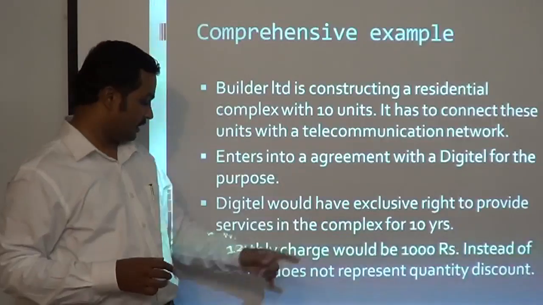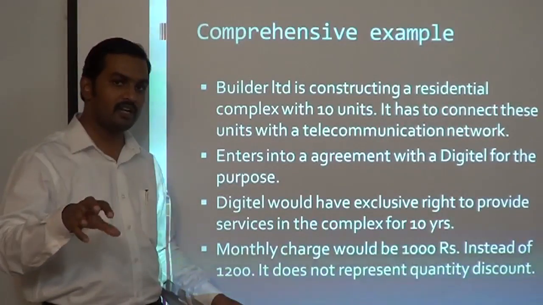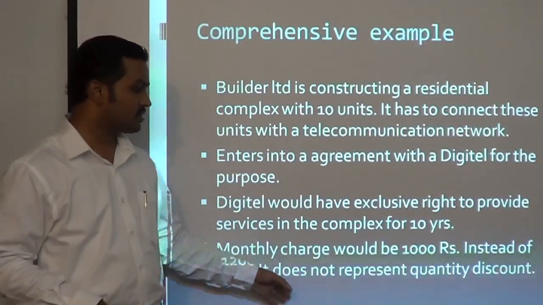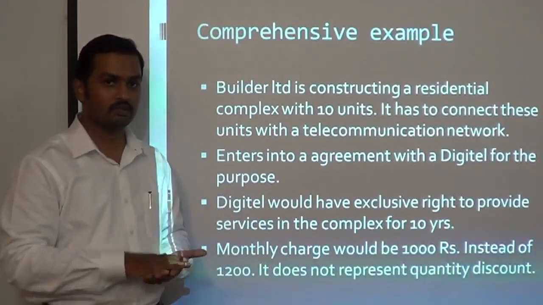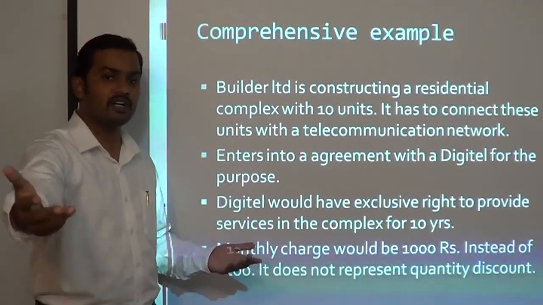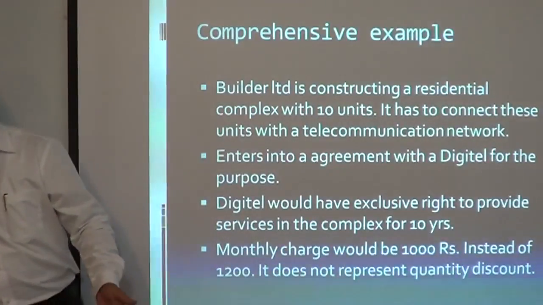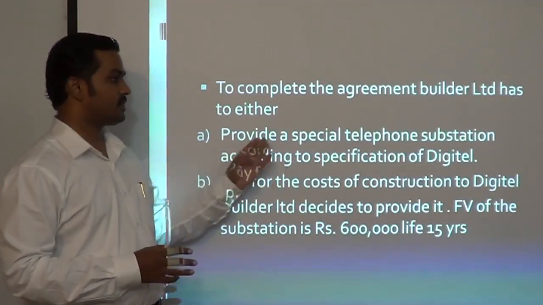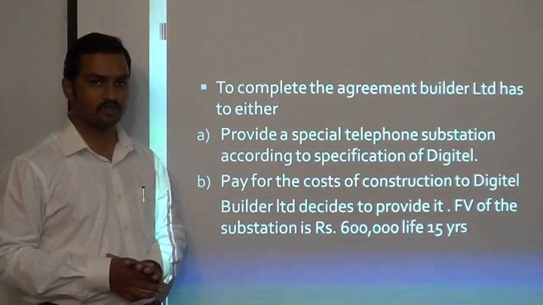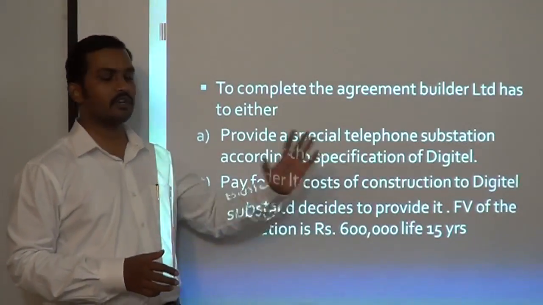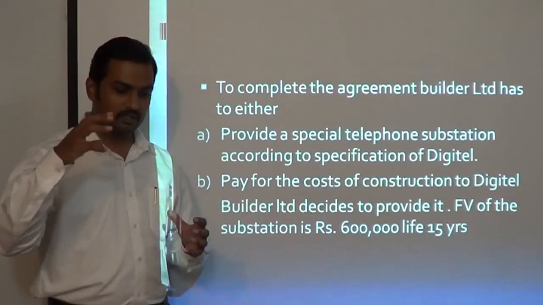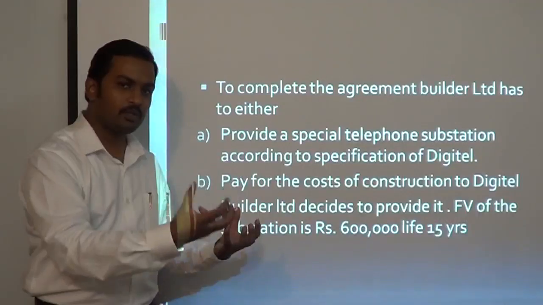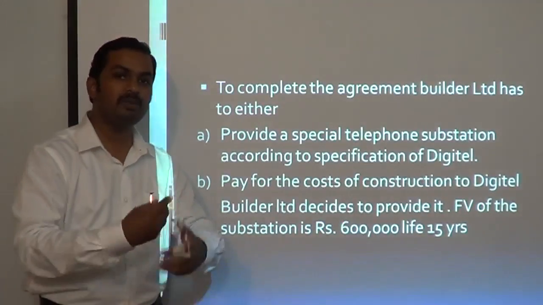Monthly charge would be 1000 instead of 1200. So Digital is ready to provide the services at a discounted price, that is 1000 rupees instead of 1200. But it does not represent a quantity discount. So this difference is not a quantity discount. Then why is Digital giving a discount? We will come to know in the next slide. To complete the agreement, Builder Limited has to either provide a special telephone substation according to the specification of Digital, or it has to pay the cost of construction to Digital. That means Digital says you have to either provide me a specifically made telecommunication substation, or give me cash to build that substation.